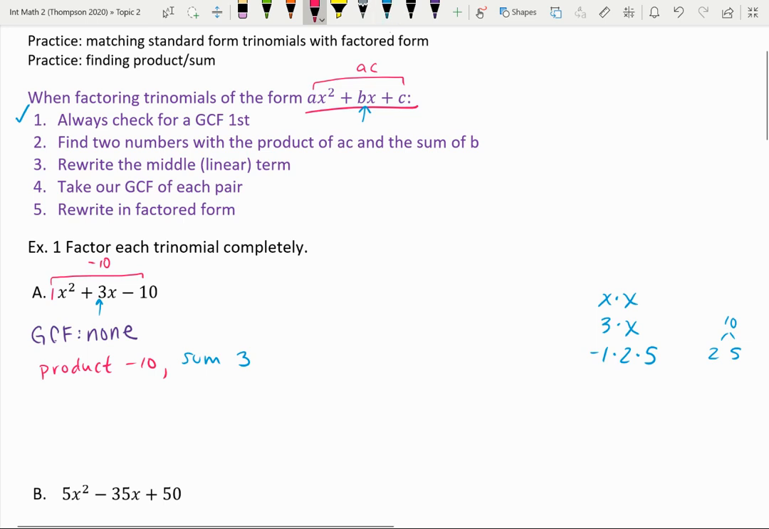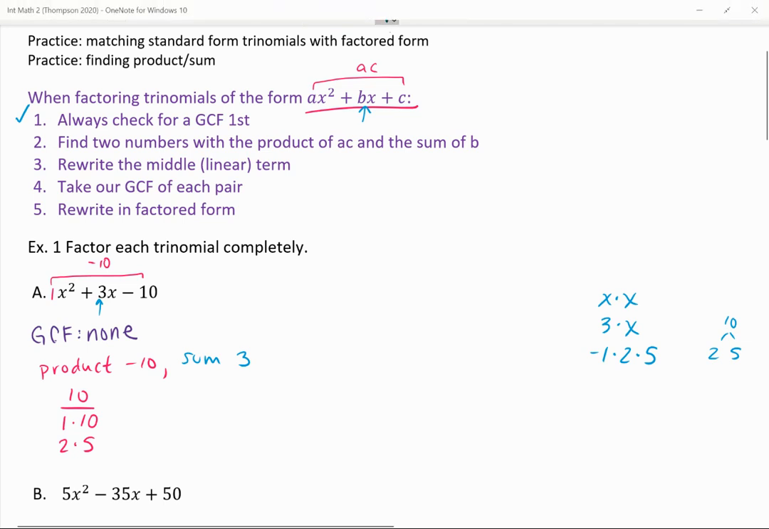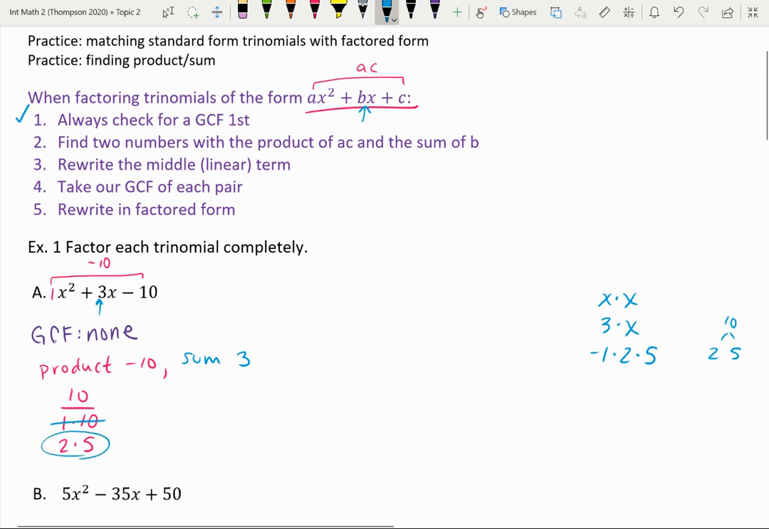If I can't come up with this in my head, then my strategy is to make a list of all of the factors of 10. So 1 times 10 gives me 10. 2 times 5 gives me 10. When I keep going up, 3 doesn't go into 10, 4 doesn't go into 10, so I stop. Now I look down those pairs for two numbers that add or subtract to 3. 1 plus 10 is 11. When I subtract, I get 9. That doesn't give me 3. 2 plus 5 is 7. When I subtract, I get 3, so I may have some combination there.